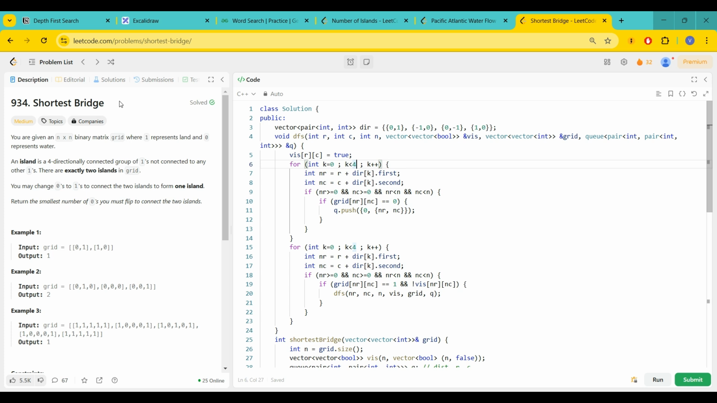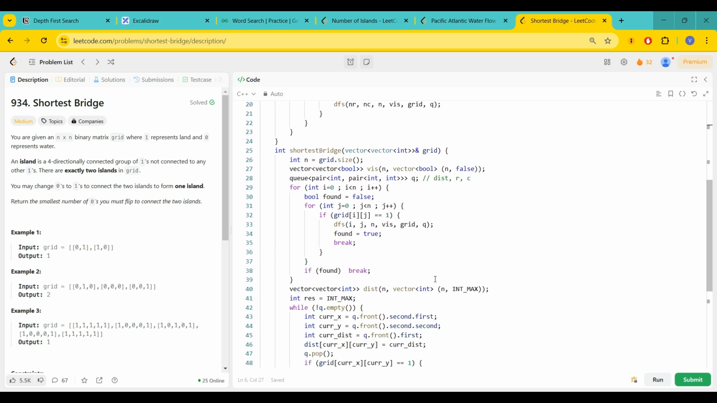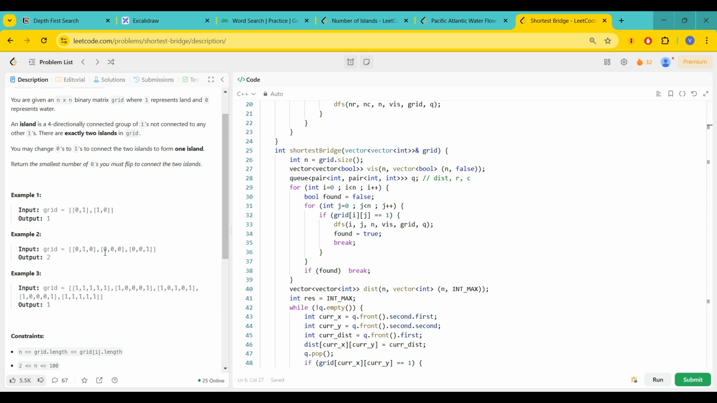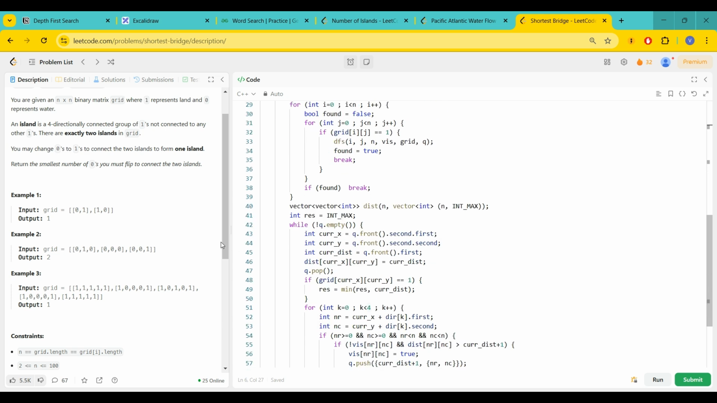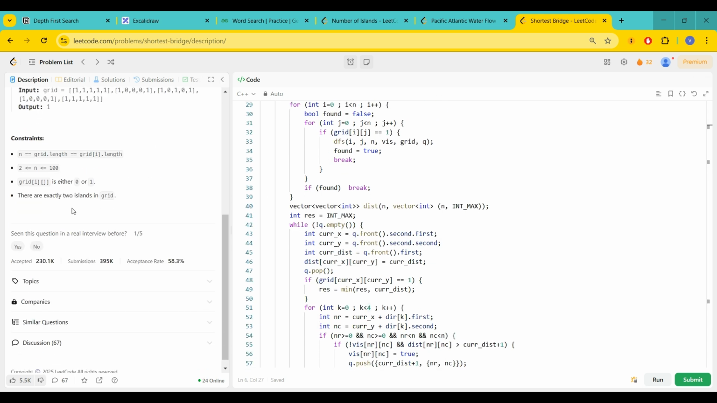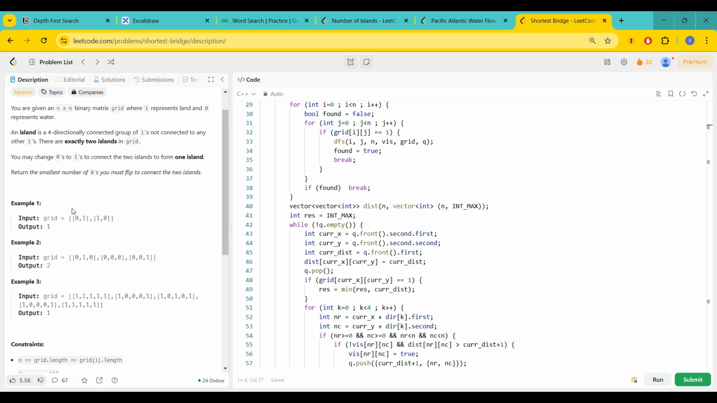Now this is a great question, and the only point of adding it to this video was that it has both DFS and BFS. Here there are two islands in the grid. Exactly two islands have been given to us in the grid, so we need to find the shortest distance between those two islands. First we have to do DFS and find the first island, whatever it is. Suppose I found this one. Now this will serve as the island.